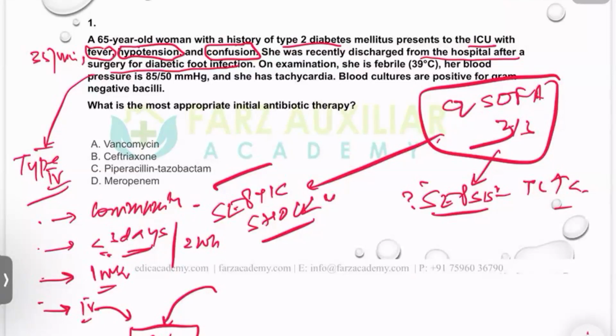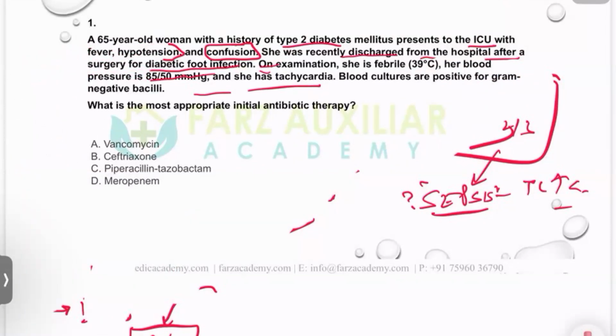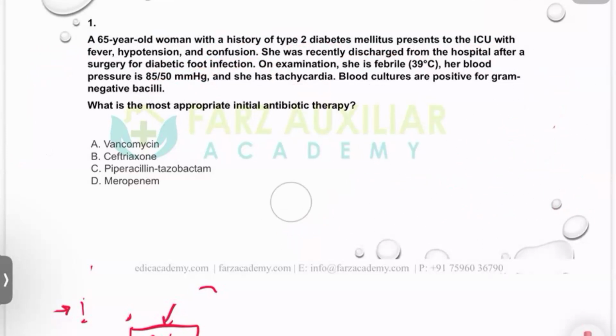So this patient is a type 3 or type 4 patient. The patient was already in the hospital, discharged after a surgery for diabetic foot. She's febrile at 39. BP is 85/50. She has tachycardia. I've told you she's tachypneic also. Blood cultures are positive for gram-negative bacilli. Okay, this seems to be India, because if it was UK, it would be gram positive. But then she has gram-negative bacilli.